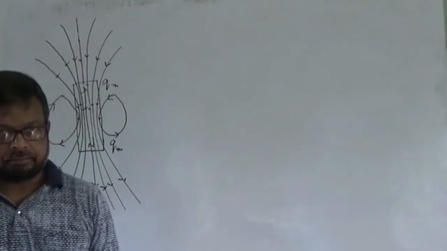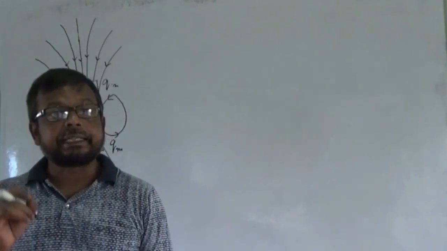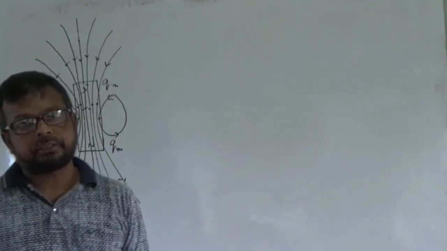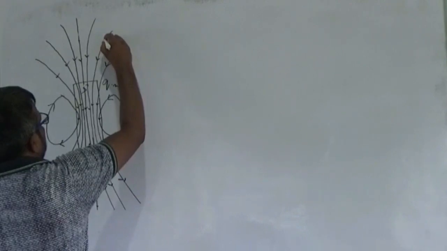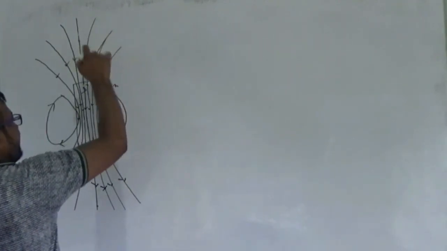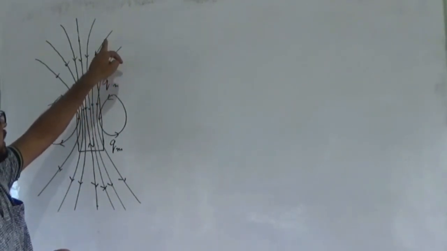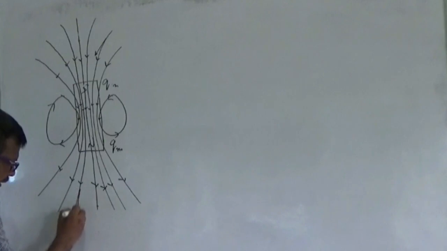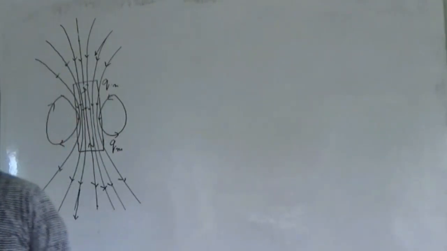Tangent to the field line at a given point gives the direction of the net magnetic field at that point. That means if we draw a tangent here, then that tangent gives you the direction of the net magnetic field at this point. Clear? This is the second property.